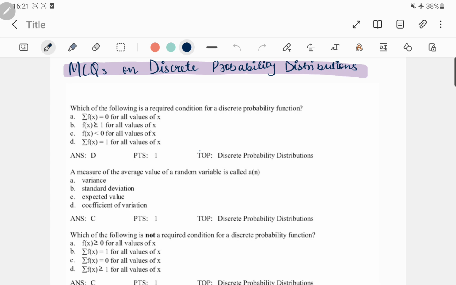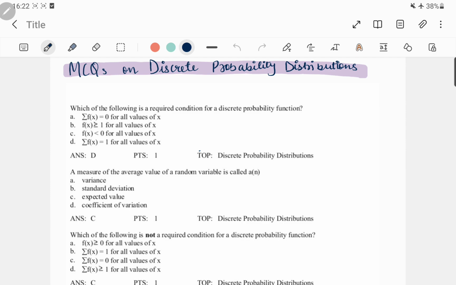In this one we are going to discuss MCQs on discrete probability distributions. This is going to be a miscellaneous MCQ topic that we are going to cover specifically for discrete probability distributions. So the first question says, which of the following is a required condition for a discrete probability distribution?